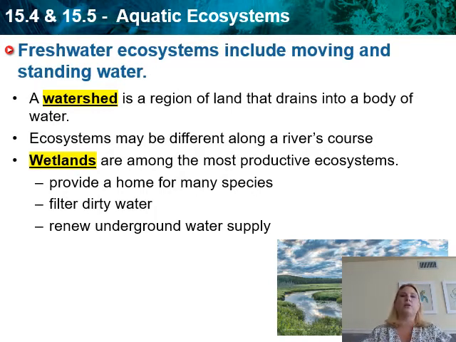And wetlands are the most productive ecosystem. We have a lot of wetlands here, like the Florida Everglades, right? They provide a home for many, many different species, and they filter a lot of dirty water. They actually help to renew our underground water supply, so they're super important for us and the survival of a lot of other organisms.